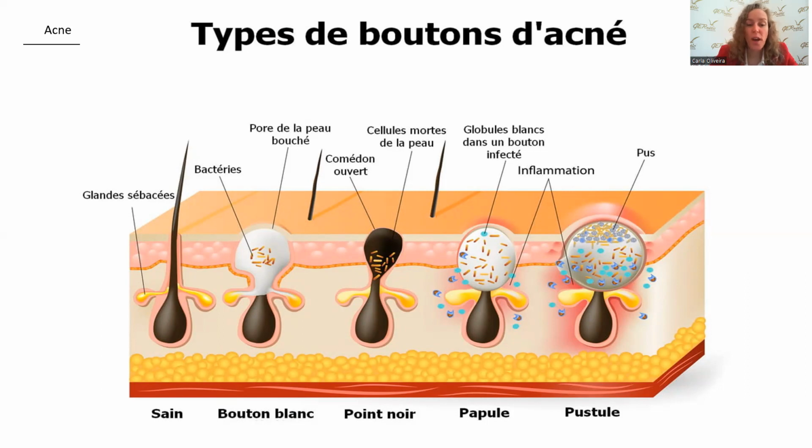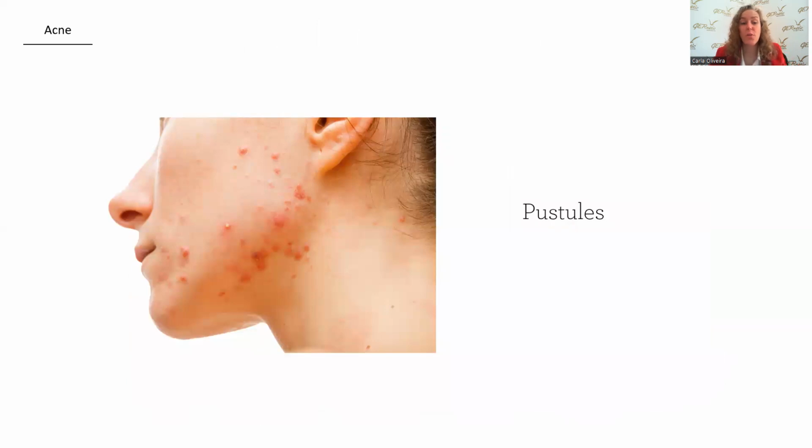On your left, you have a sane structure of the hair and sebaceous gland. Then you have a white spot closed. In the middle, we have the example of a black spot open. And the two on our right are examples of inflammation process with papule and pustule. These are just a few examples for us to see how the skin gets when we have inflammation process.